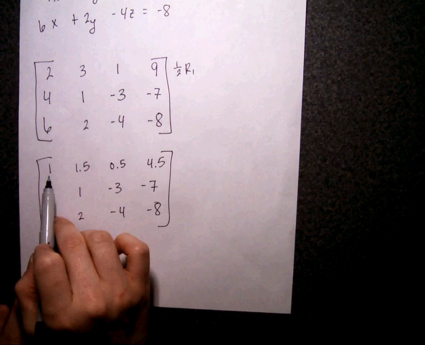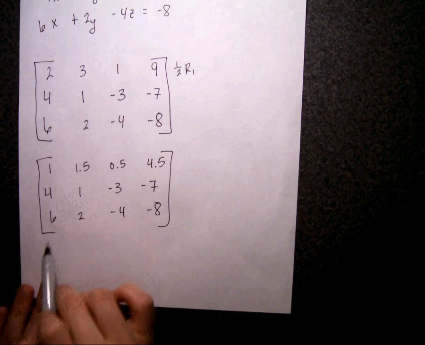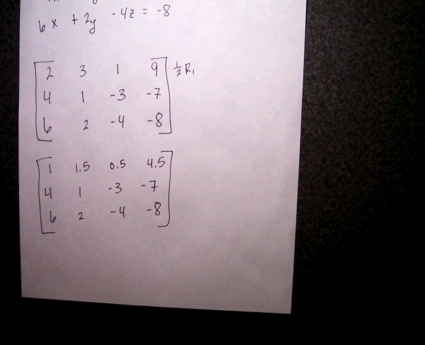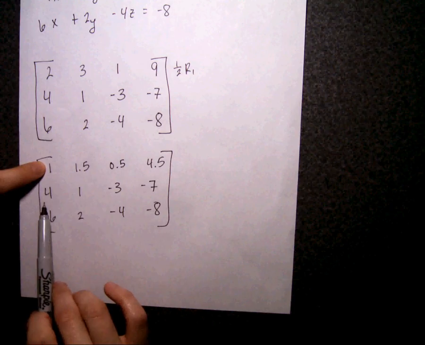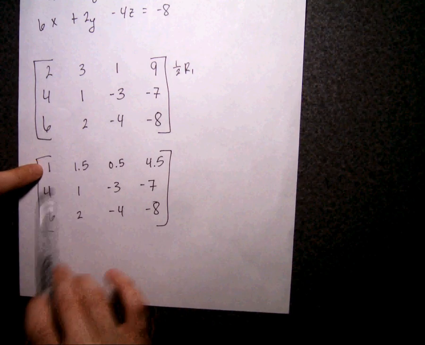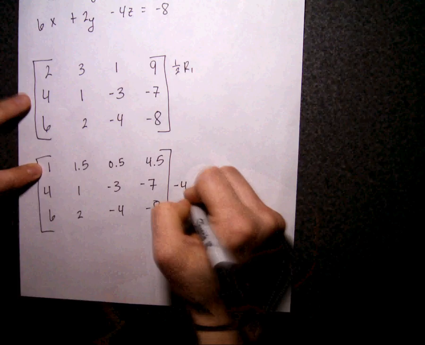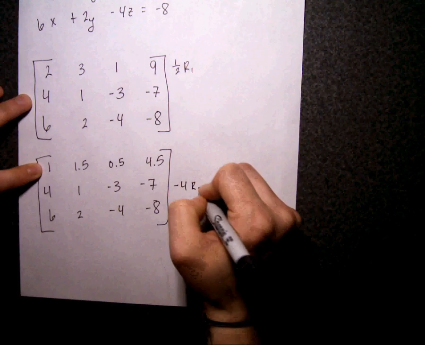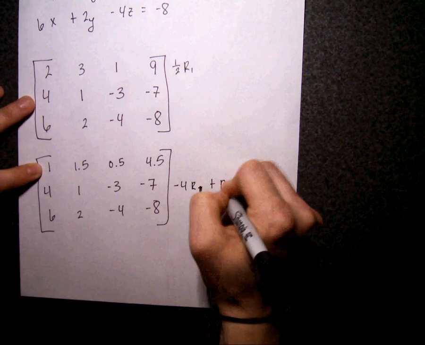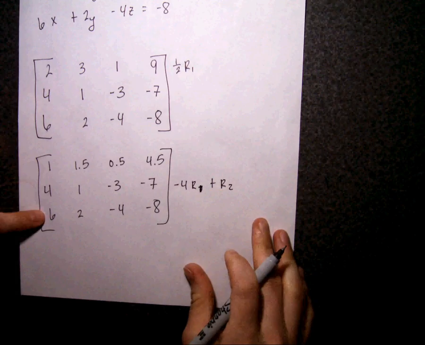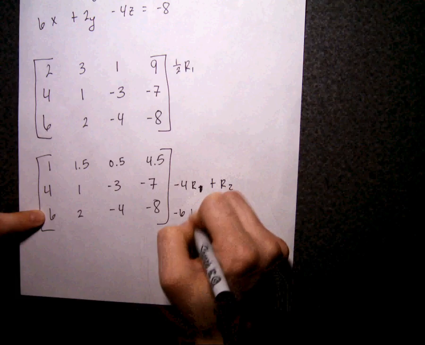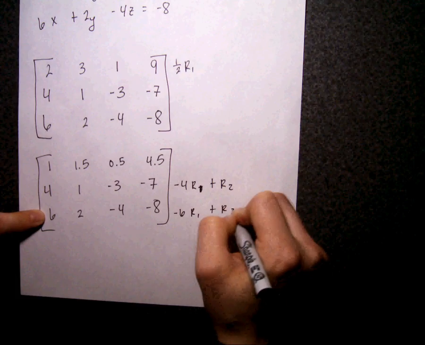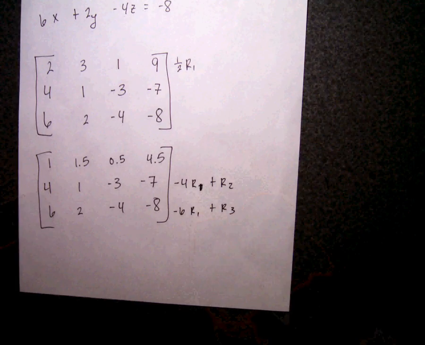And so everything below it we need to force to be 0. So we'll use the 1 to our advantage. If I multiply 1 by -4 and add it to 4, I'll get 0. So in order to force this to be 0, I'm going to do -4 row 1 plus row 2. And then likewise to row 3, if I multiply row 1 by -6 and add it to row 3, it'll force that last row to be 0 as well.